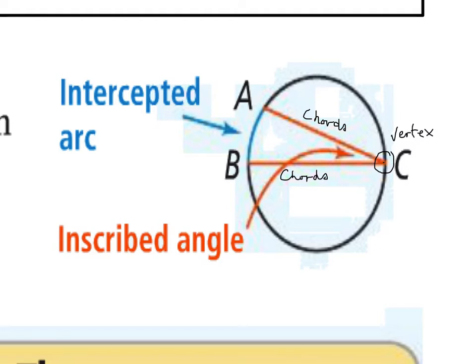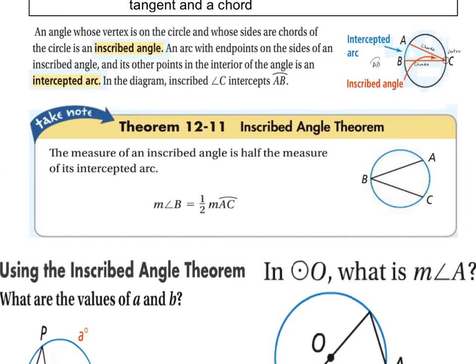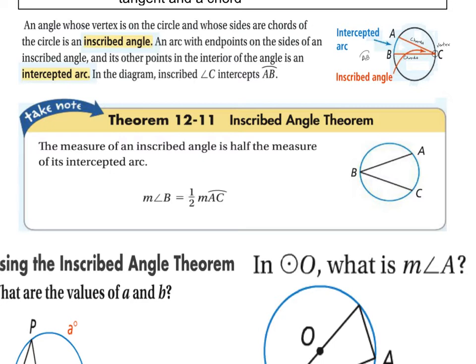The intercepted arc, or the arc that's created by the angle, in this case is arc AB. This is what we call the intercepted arc. It's the arc that's created by the sides of the angle. So these are two vocabulary terms that are going to be very important to know and understand. The inscribed angle theorem says the measure of an inscribed angle is half the measure of its intercepted arc.